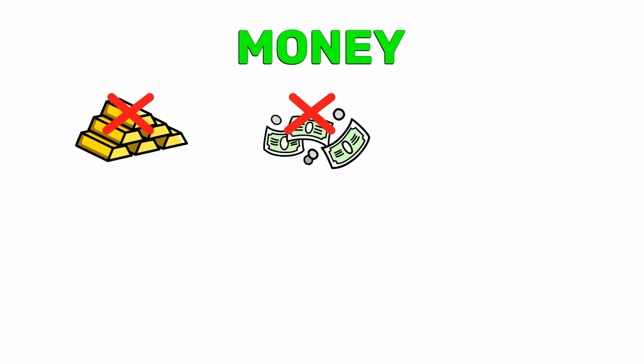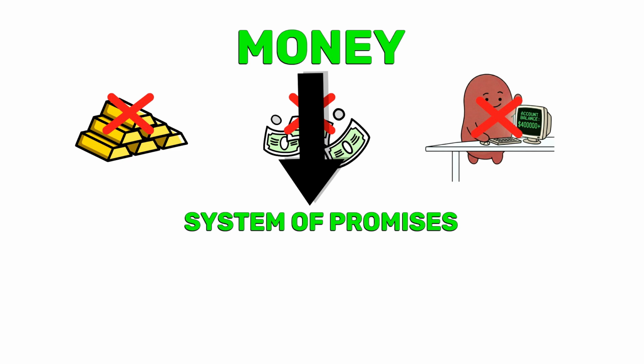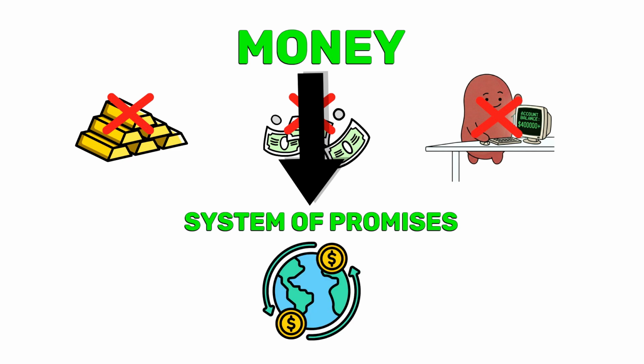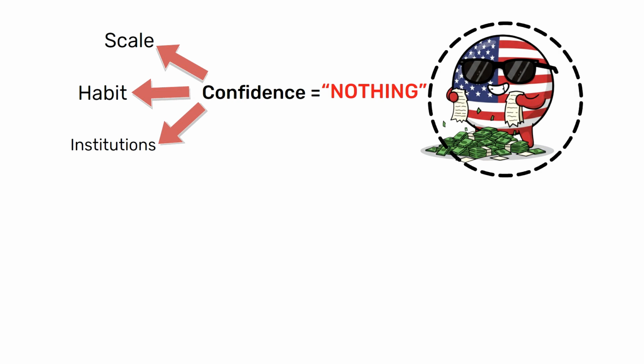If there's one takeaway from this entire journey, it's this. Money isn't metal, paper, or even numbers. It's a system of promises. Promises we collectively trust enough to build an entire economy on top of them. The U.S. creates money out of nothing because nothing in this context is really confidence backed by scale, habit, and institutions powerful enough to keep that confidence alive.